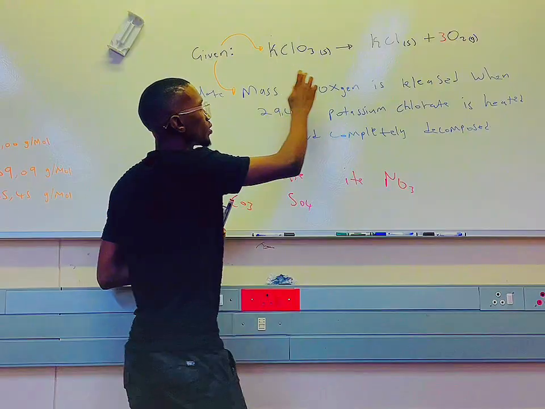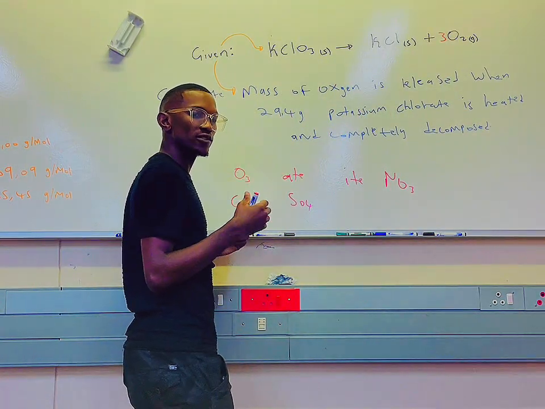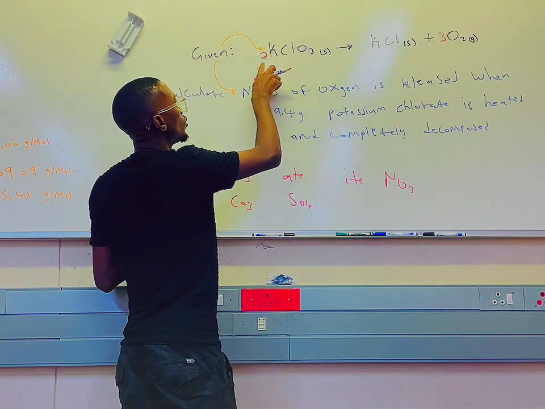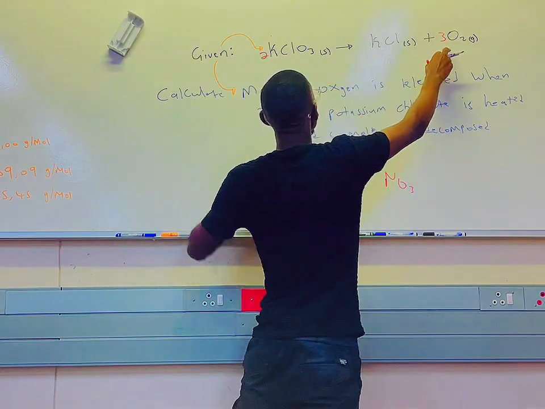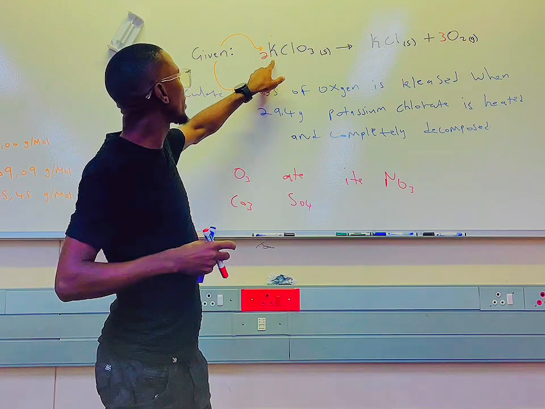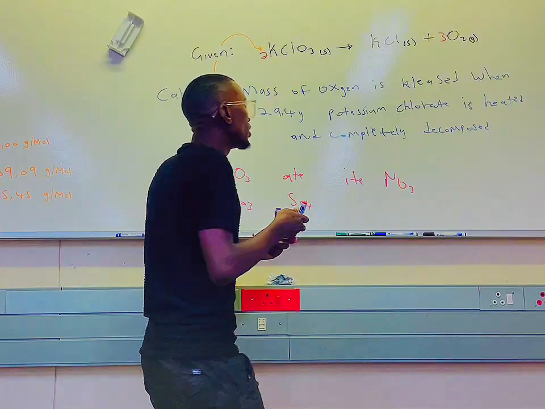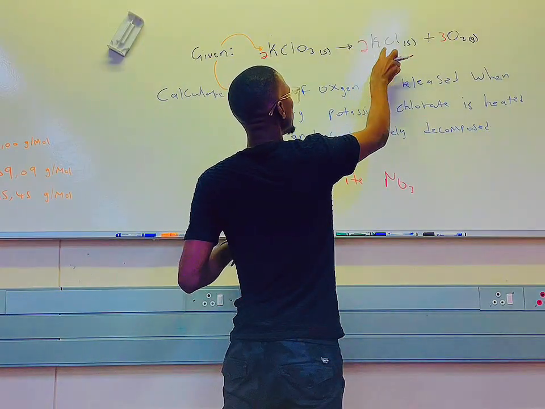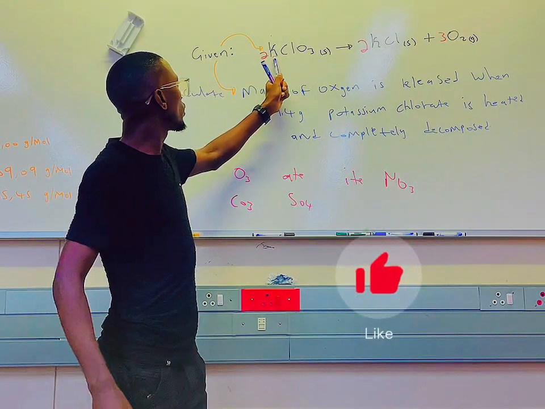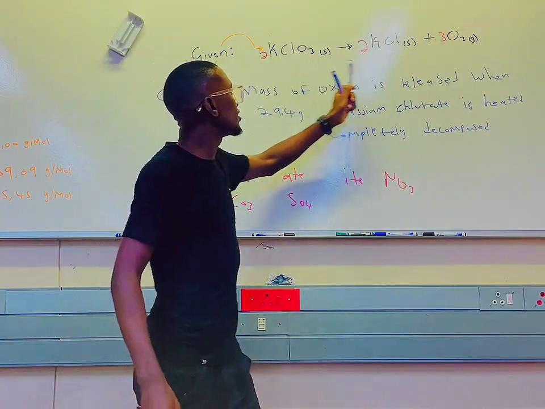How can we make this side the same? There are 3. For me to make it 6, what are the factors of 6? 1 and 6, 2 and 3. So I'm going to put 2 here. 2 times 3 also gives me 6. So the oxygen atoms are now balanced. But since we put 2 here, it affects the potassium and the chlorine. So now we have 2 potassium, 2 chlorine. We have to balance the other side as well: 2 potassium, 2 chlorine. Now the equation is fully balanced, with 2 potassium, 2 chlorine, and 6 oxygens.